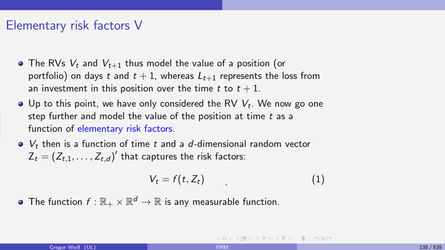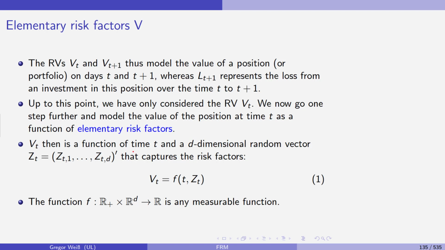Okay, so we have two random variables, Vt and Vt plus 1. Vt is known. Lt plus 1 represents the loss from moving from t to t plus 1. And up to this point, we've only considered the value of the investment itself. And we now go one step further and one step deeper. We want to know how Vt comes into existence.